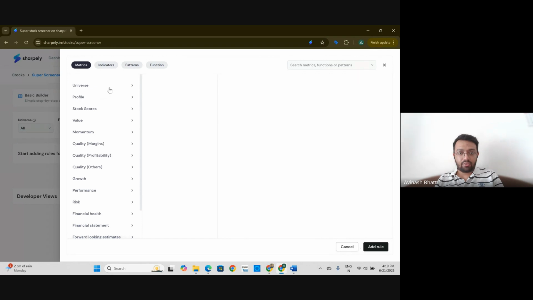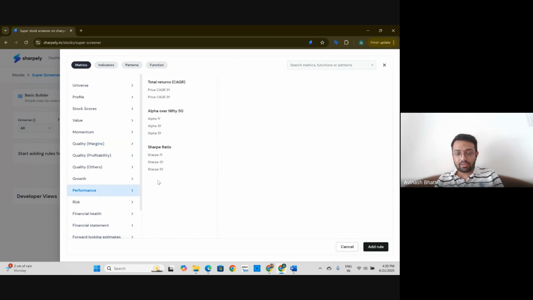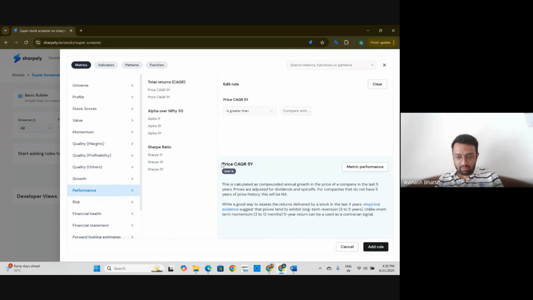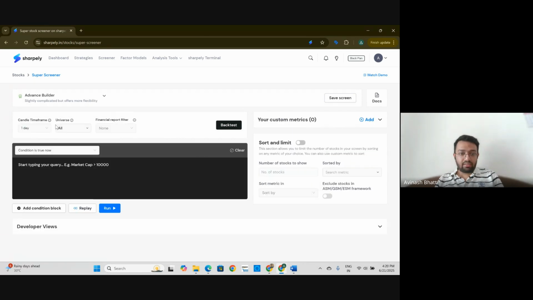sections of metrics. So we have categorized metrics based on various like valuation metrics, metrics related to momentum, and there are quality related metrics, growth related metrics, performance related. So we have more than 400 metrics. And if you click on any of them, you will have a description here as well. So this will help you get started with stock screening, right? And if you are savvy, a slightly bit advanced into stock market, then advanced builder will work for you.